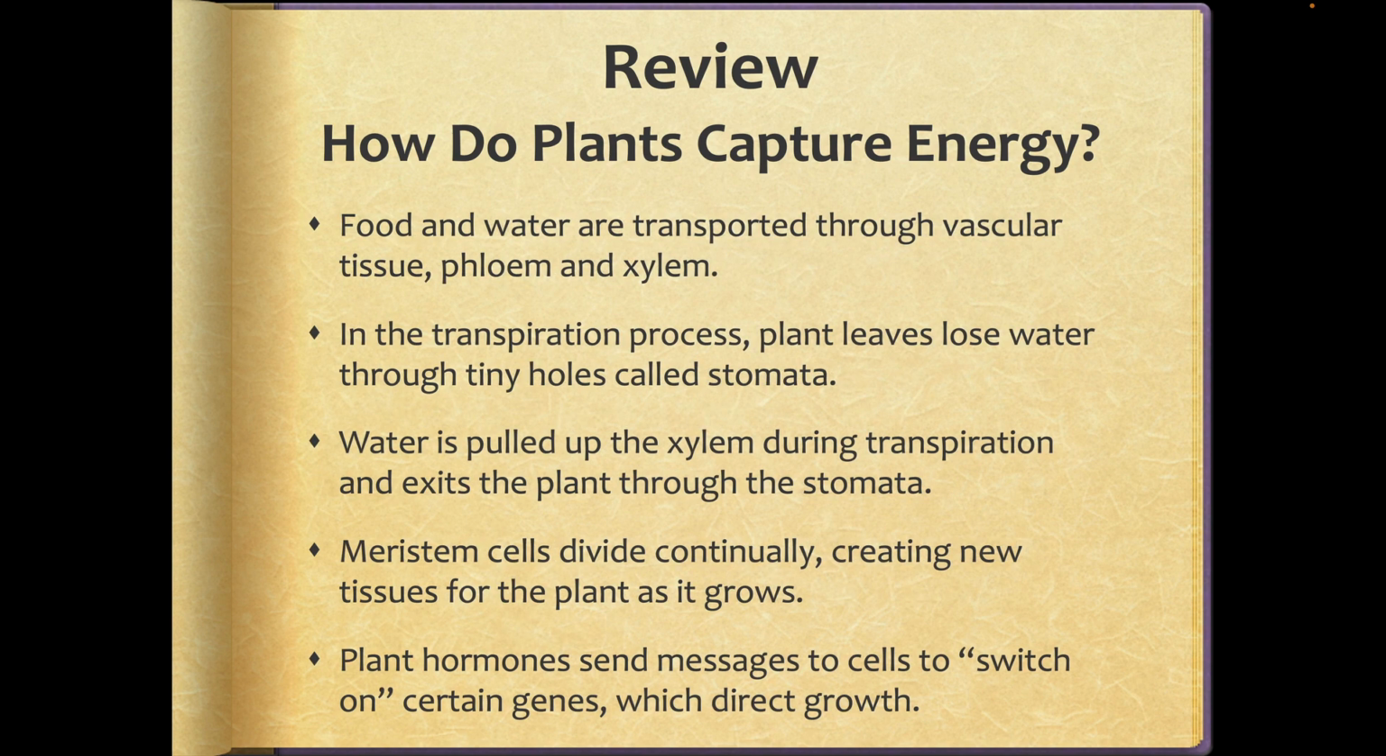Food and water are transported through vascular tissues, the phloem and the xylem. In the transpiration process, plant leaves lose water through tiny holes called stomata. Water is pulled up the xylem during transpiration and exits the plant through the stomata. Meristem cells divide continually, creating new tissues for the plant as it grows. Plant hormones send messages to cells to switch on certain genes, which helps to direct the growth.